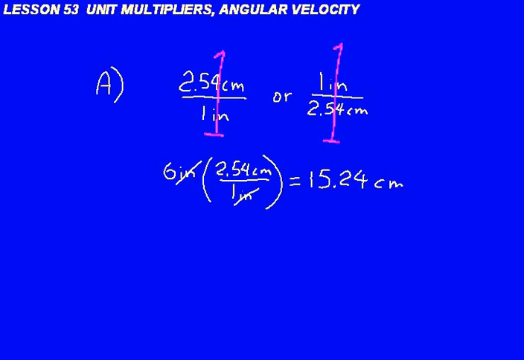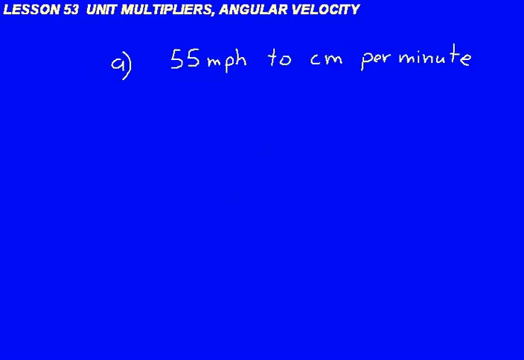Americans typically use English units, and European countries use metric units. So there's lots of times when it's important that we be able to convert from one type of unit to the other. Let's apply what we know about unit multipliers to a study of angular velocity. That's in part B of this lesson. Well, actually, before we do part B, let's get a little bit more practice using unit multipliers, refresh our memory on how those work. I want you to convert 55 miles per hour to centimeters per minute.